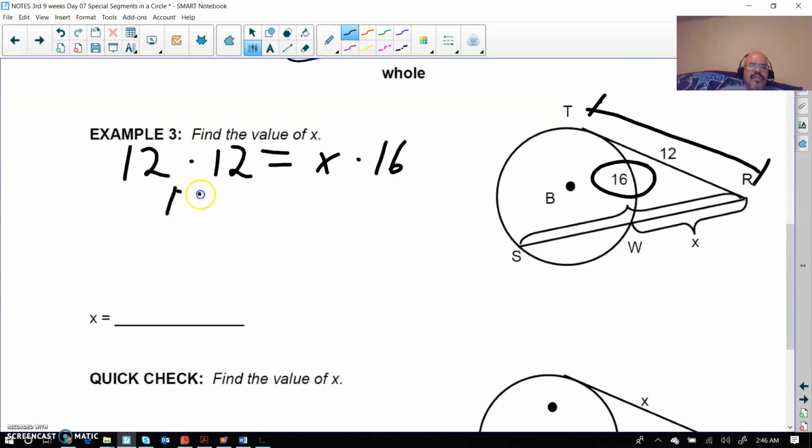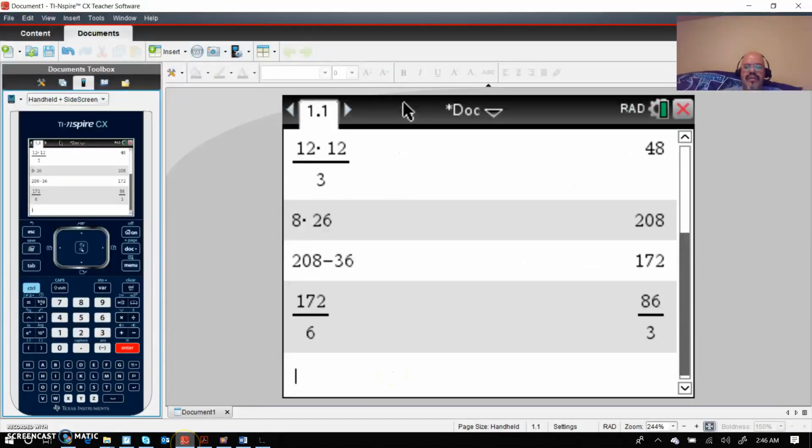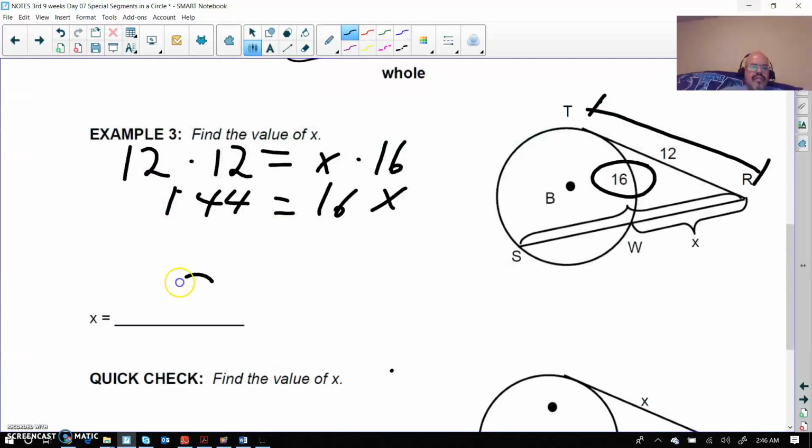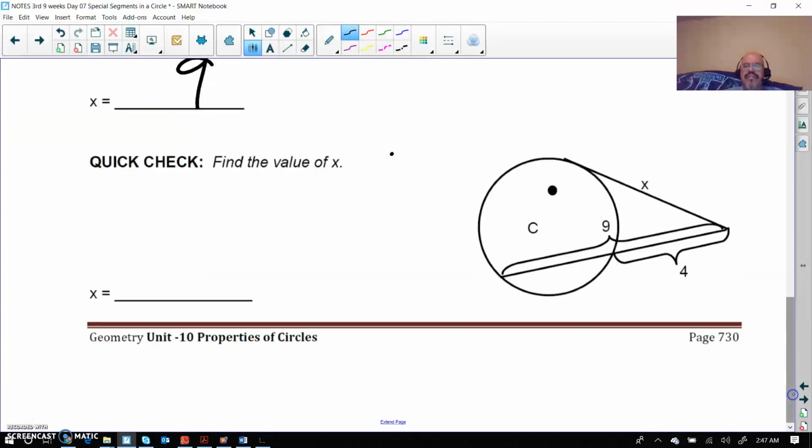So this is 144 equal to 16x. Divide both sides by 16. So let's just see what that is. 144 divided by 16 is 9. And that's it. That's basically it.